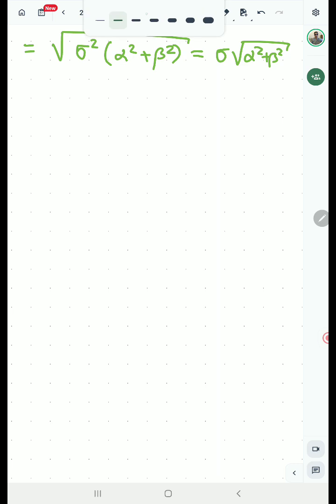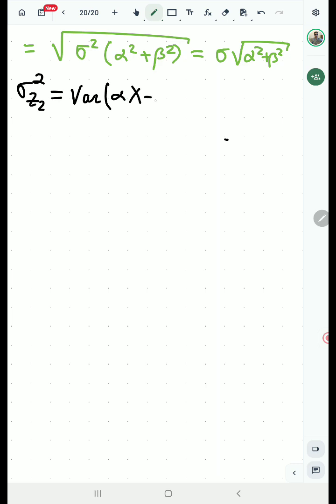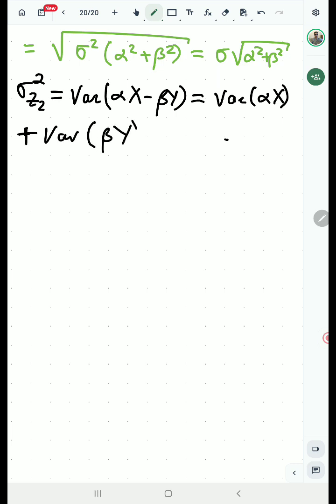Now let's look at sigma of z2. Let me change the color. Let's define the variance, and then we are going to get the standard deviation. This is the variance of alpha times x minus beta times y. When you have this kind of additive form, this is equal to the variance of alpha x plus the variance of beta y, remember, plus not minus, minus 2 times the covariance of alpha x and beta y. But we know that y and x are IID, they are independent by assumption. When you have independence, then covariance and correlation are going to be 0. So we just cancel it.